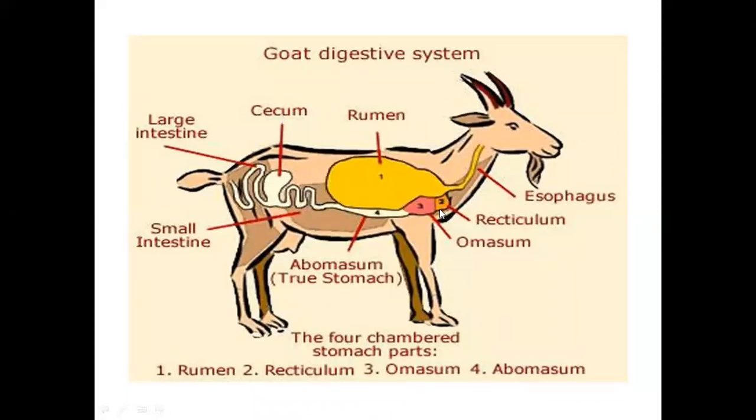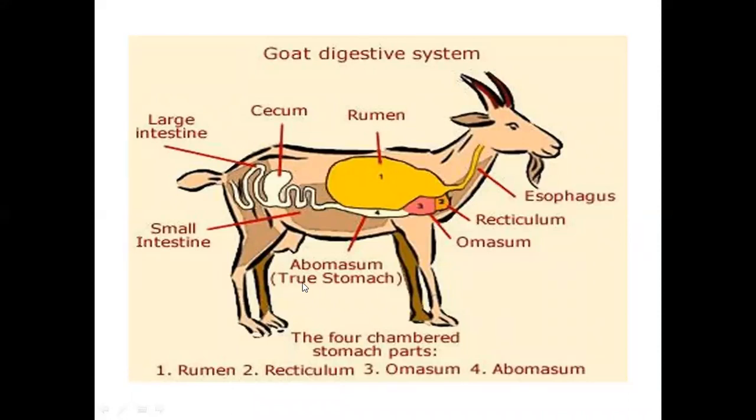Now, what we need to focus on are the different chambers of the stomach, as you can see, notified by 1, 2, 3, and 4. Number 1 is the rumen, which is the largest portion of the stomach. As you can see, the other three compartments are not as large as the rumen. The second portion is the reticulum, the third portion is the omasum, and the final portion is the abomasum, which is also known as the true stomach.